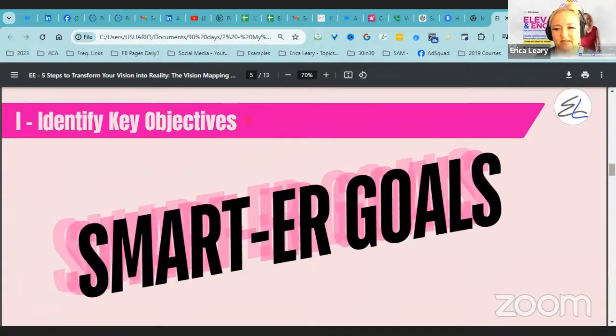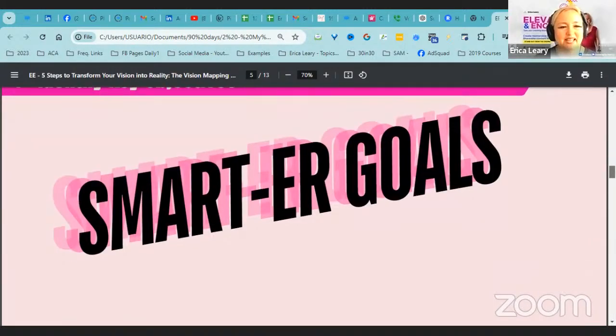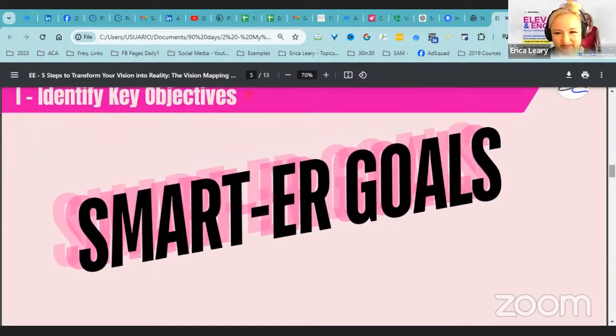All right, the next one. Okay, I already hate this PDF idea. The next one, identify key objectives, and I wrote SMARTER goals. Why? When you figure out what your objectives are, you want to really get it down to the nitty gritty.